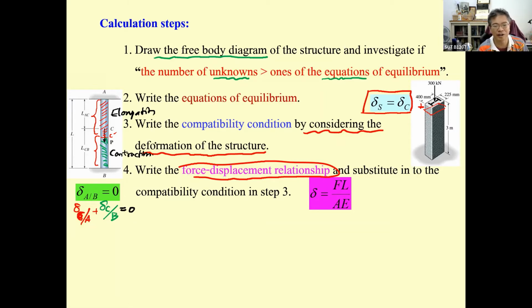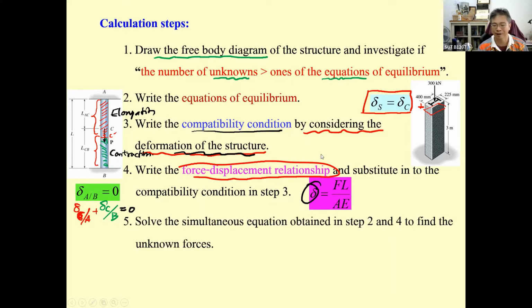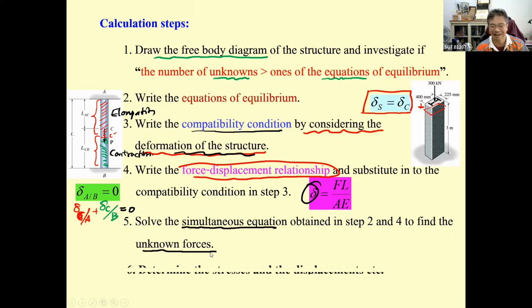You got to consider the deformation of the structure. And then this compatibility condition is in the form of deformation. You got to use this equation to change this compatibility condition into a function of the force. Then you have enough equations. You solve the simultaneous equations to obtain the unknown forces. Then you can determine the stress, and you can determine the strain. This is the kind of steps involved. And this is going to be on the midterm examination.